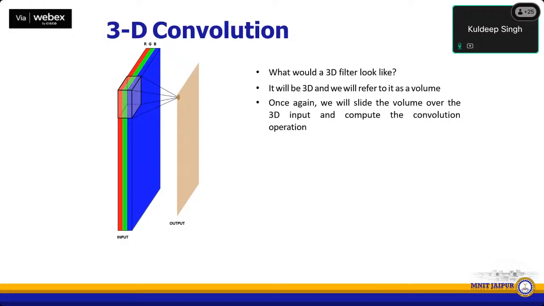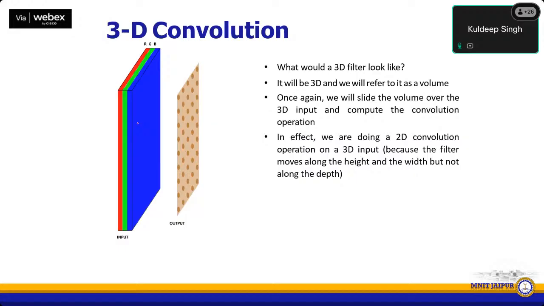So we are just sliding this kernel in width and height, not in the depth. That's why, as a resultant, we are getting a 2D output from this 3D convolution. You can see the depiction here. In effect, we are doing a 2D convolution operation on a 3D input, because the filter is only moving across the height and the width, but not along the depth. That's why we are getting a 2D output.